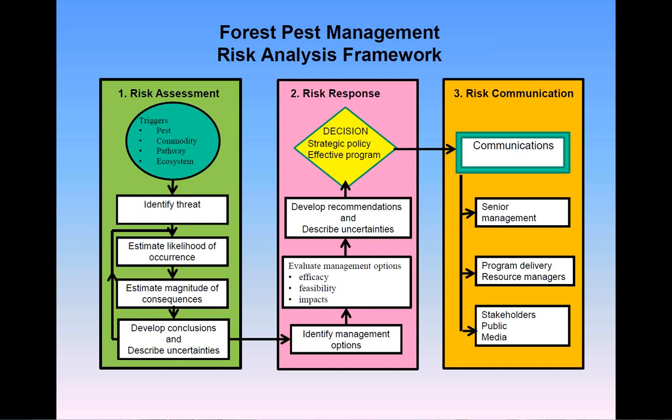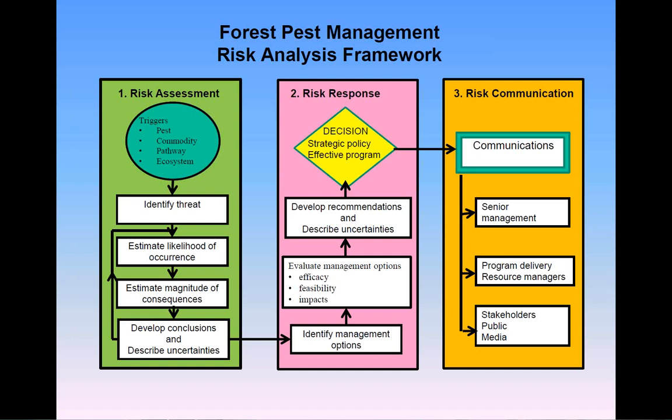The next step, based on your risk assessment, is to decide what your response program is going to be. So you identify your management options. What are the things that you could possibly do to combat this pest? Do they work? Are they feasible? Are they affordable? And what are the secondary impacts or unintended consequences of actually carrying out the program? You put those into recommendations, and those go to the decision makers who have the money and decide whether or not to support the program.